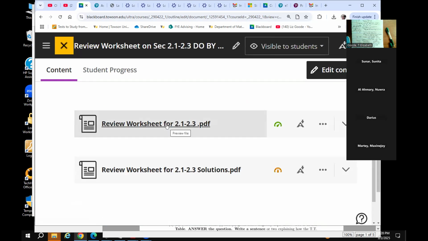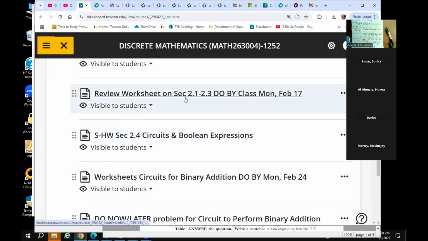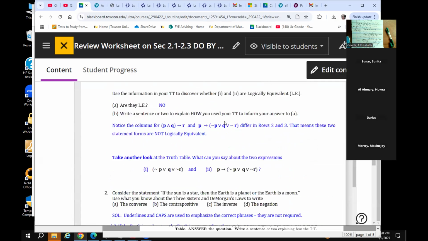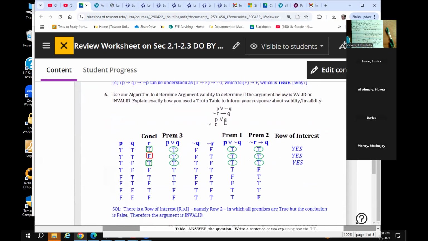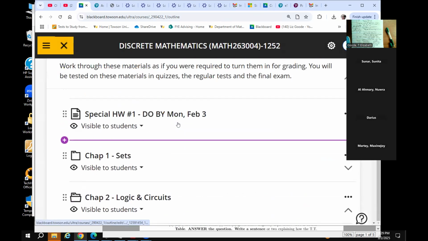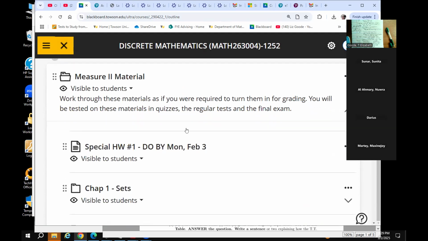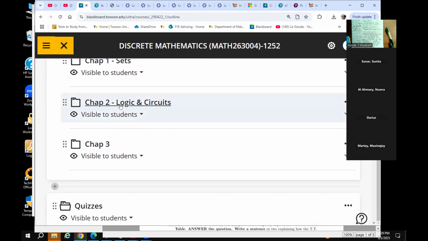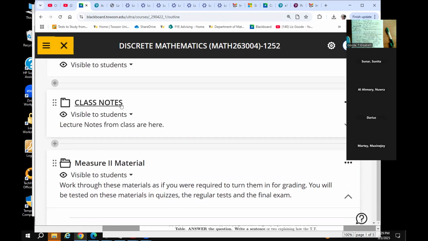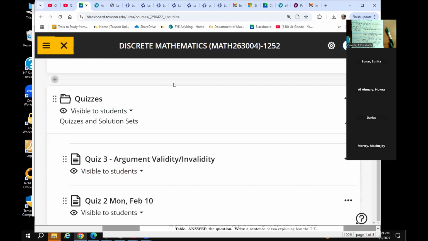There was a whole review worksheet just for sections 2.1 to 2.3. There were a whole bunch of problems here, and the solutions are there, with explanations, another argument validity kind of problem. There's just lots and lots of material. So if you've been keeping up with this measure two material, the way that you were supposed to do, then you've gotten tons of practice. So if you're feeling shaky on anything, go to the measure two material, and work through some of these worksheets and special homeworks that you haven't had a chance to work through. Other questions, specific questions? So much stuff.